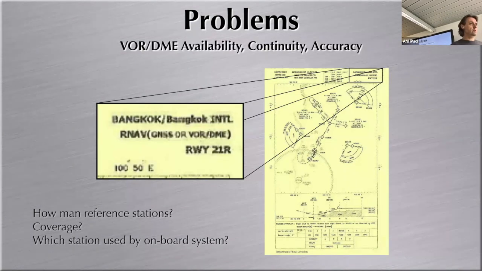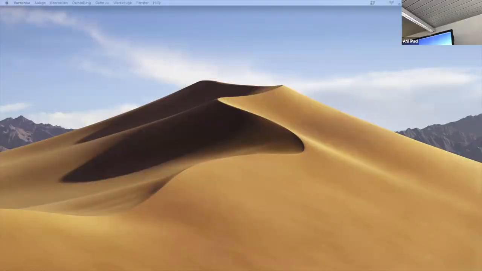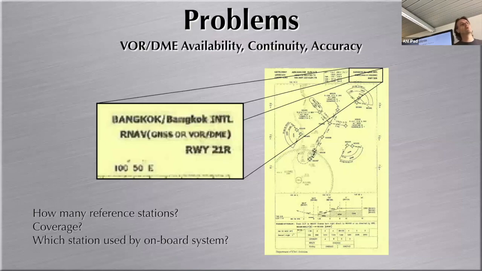at low altitudes? How many reference stations would you define? How would you know which reference stations are used by the system? How would you know it actually uses the ones that you thought it would use, and so on and so forth? Here on the screen, you also have an old example from Bangkok that was a VOR/DME or GNSS area navigation approach. I don't think that exists anymore, but this is an old chart that I found somewhere.